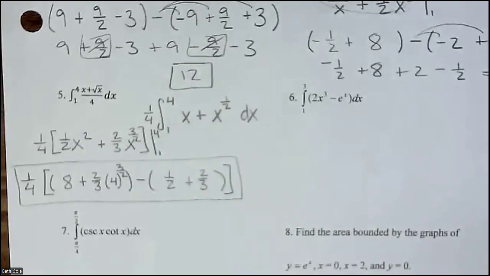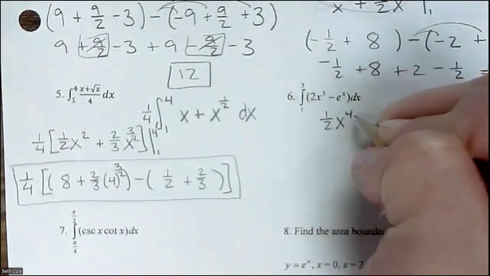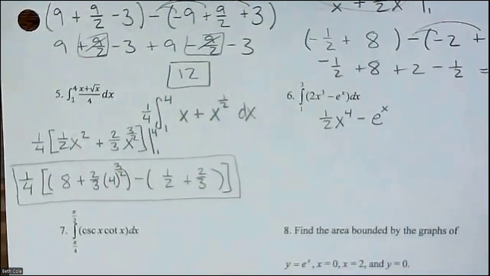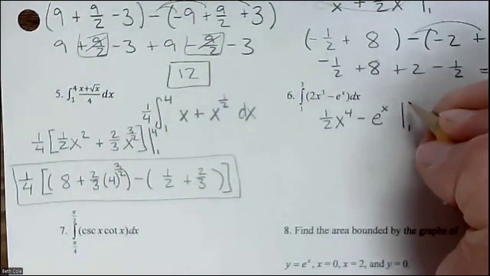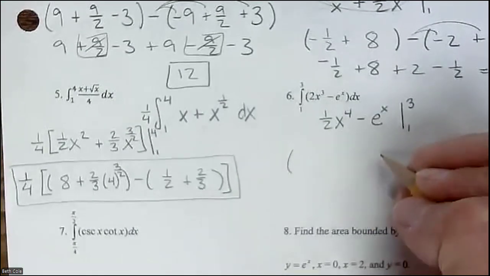Antiderivative for 2x cubed. You want to add 1 to the power and then divide. What do we think? Yep, good. 1/2 x to the 4th minus e to the x. It's its own derivative. It's its own antiderivative, such that 1 to 3. Upper boundary minus lower boundary.